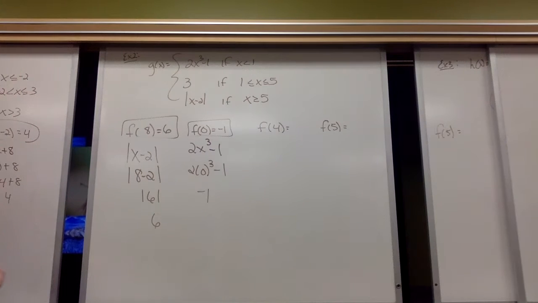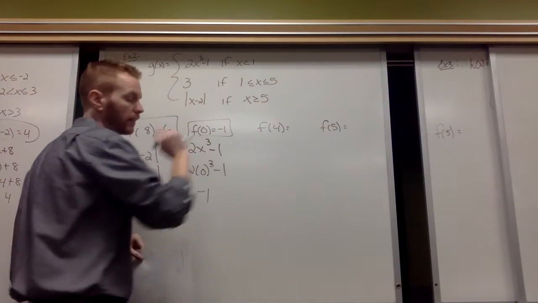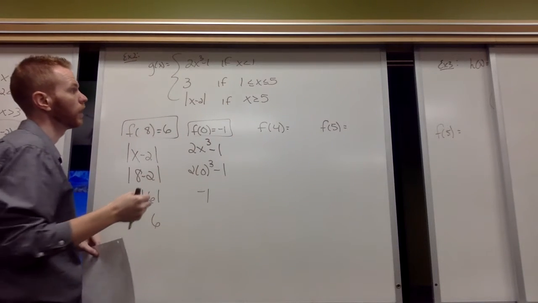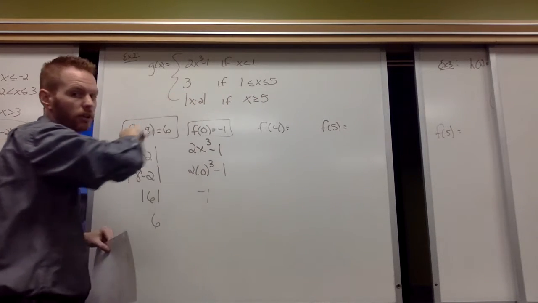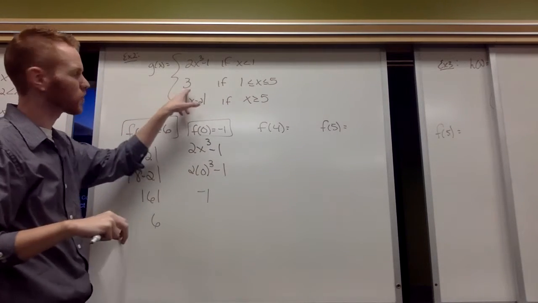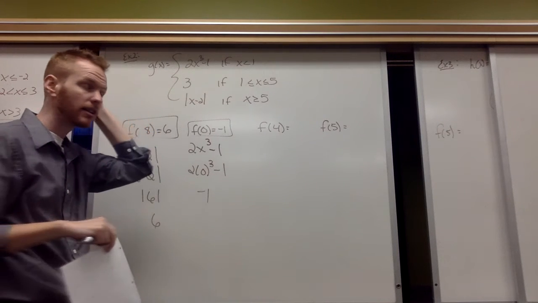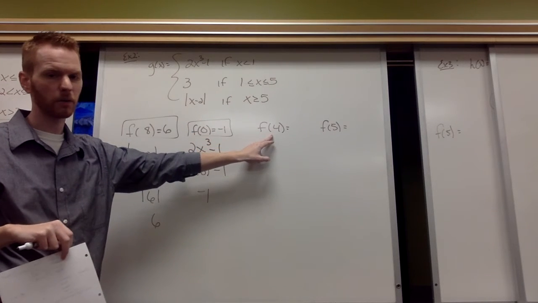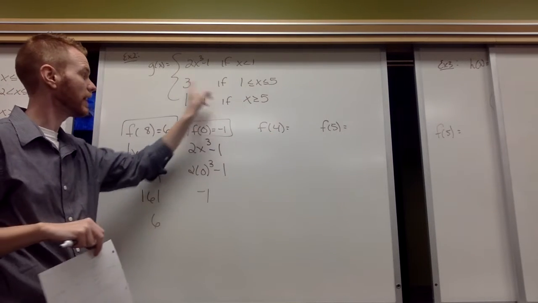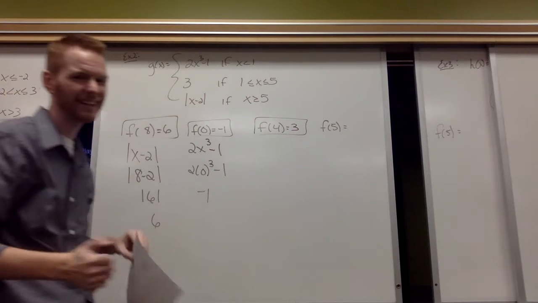So -1's my output. Next up, 4. Where am I allowed to plug 4 into? Well, I think it's this middle guy, right? Now notice, this is a horizontal line that goes through 3 on the y-axis. So no matter what I plug into, between 1 and 5, the answer is always going to be 3. So there we go. That one's done.